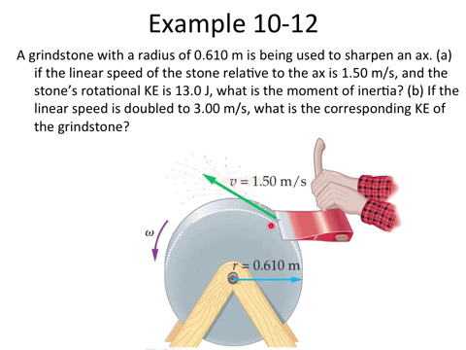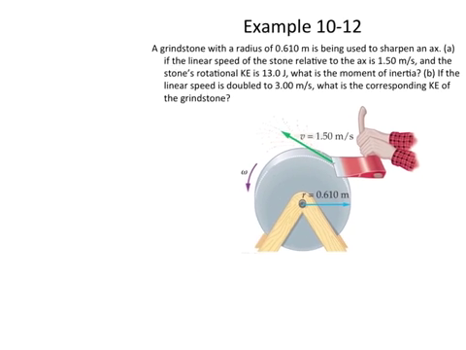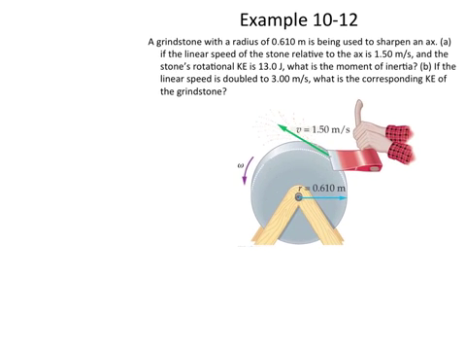So we have a grindstone that is basically a cylinder, a rotating cylinder, and it has a radius of 0.610 meters. All right, and right away I'm going to need some more space right here, so I'm going to shrink this down a little bit. Okay. So that's a radius, 0.610 meters. Let's go ahead and write that down.